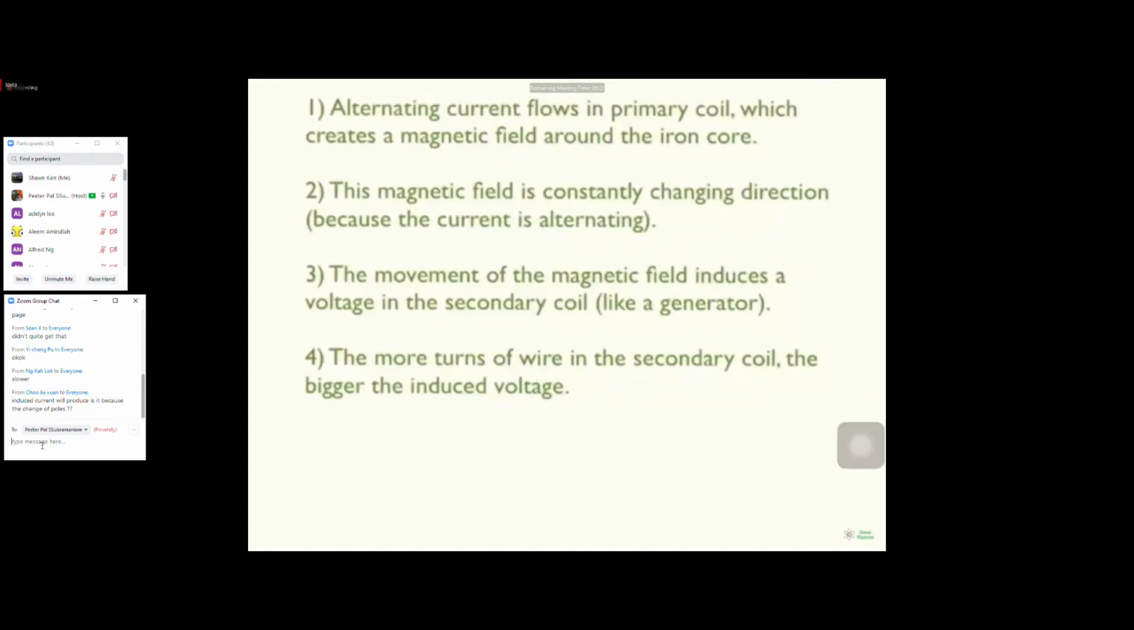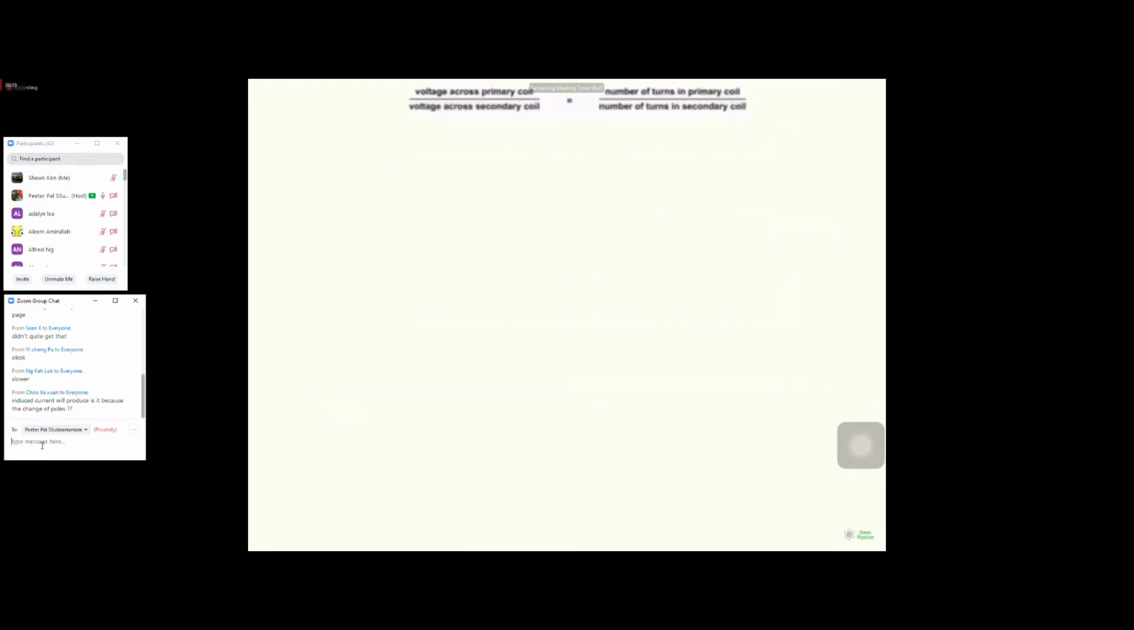First of all, an alternating current flows through the primary coil, and this creates a magnetic field around the iron core. But that magnetic field is constantly changing direction because that electric current is alternating. Number 3, the movement of the magnetic field induces a voltage in the secondary coil. That's working just like a generator. And number 4, the more turns of wire we have in that secondary coil, the bigger that induced voltage will be. So that gives us control over whether the transformer increases or decreases the voltage.